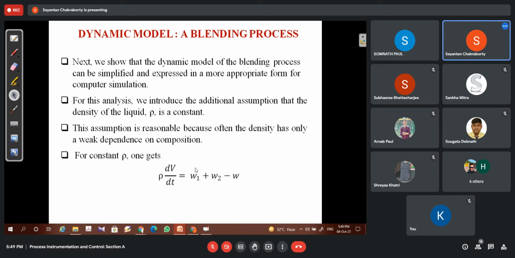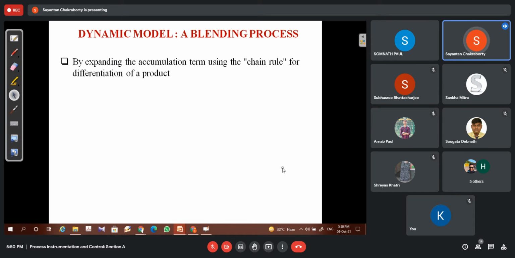So for constant rho, the equations: there was d(V rho)/dt, so this equation will come out to be W1 plus W2 minus W, and the accumulation of component A equation will be d(V rho x)/dt, so rho will come out. The first equation is self-explanatory. Since the volume can change, this expression will give you the transient behavior of the volume with respect to the flow rate. And this will give you the transient behavior of the composition of A. Now, this second equation can be expressed by following the chain rule.